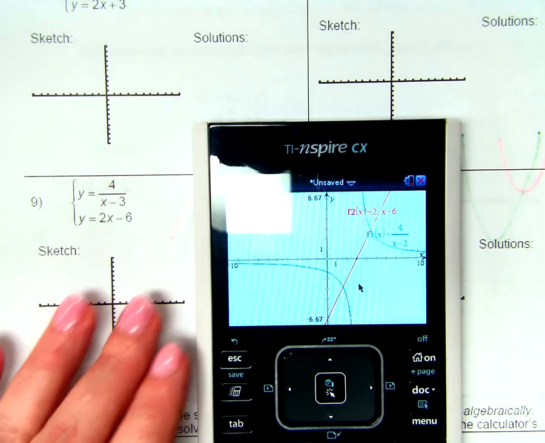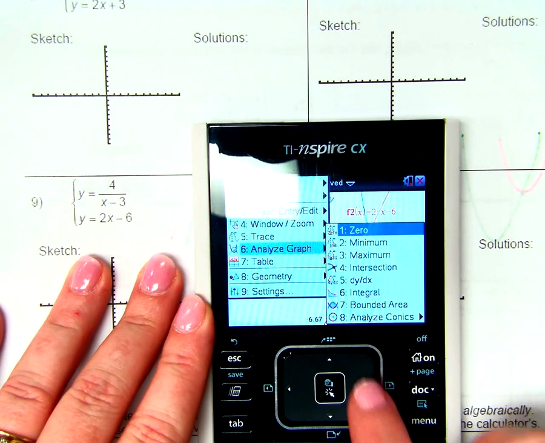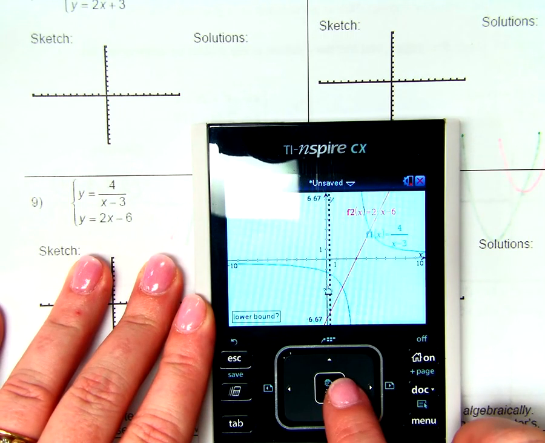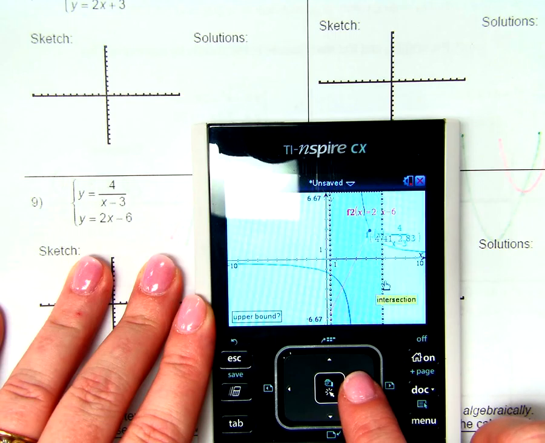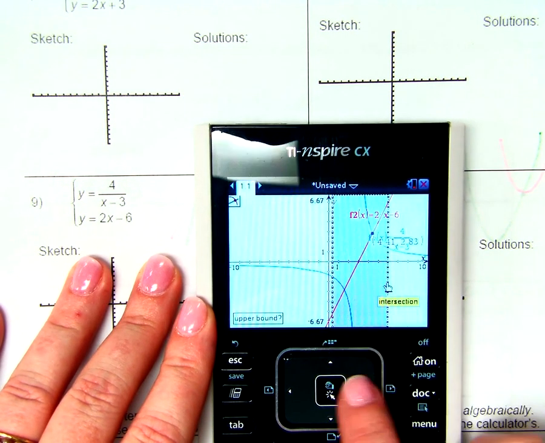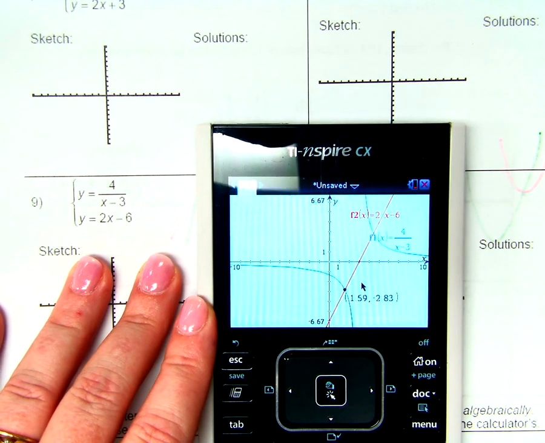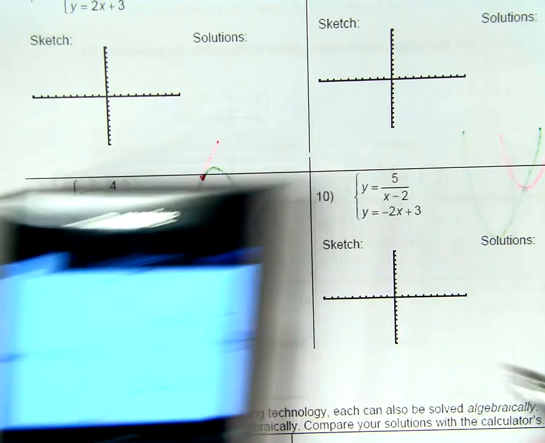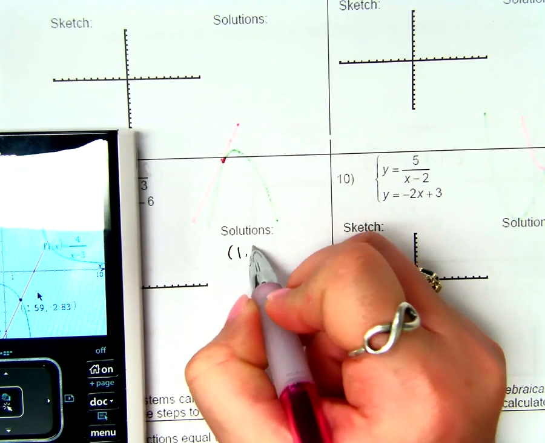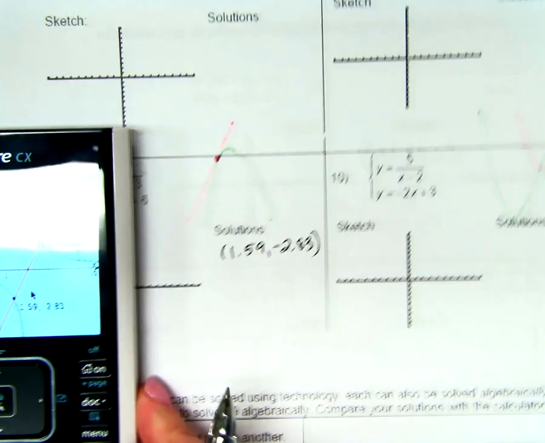Okay. How many times do I have to do analyze, intersection? Can I do them both at the same time? Analyze, intersection. If I put this over here, and then scoot this over here, do they both show up? No, they don't. Okay? The top one shows up, but the bottom one doesn't show up. So I need to do it one at a time so I can get both of them. Does everybody understand that? Okay, so one of my solutions is 1.59, negative 2.83.